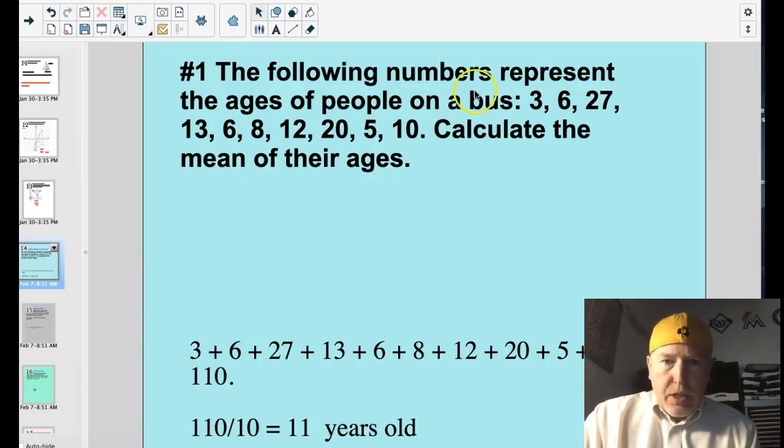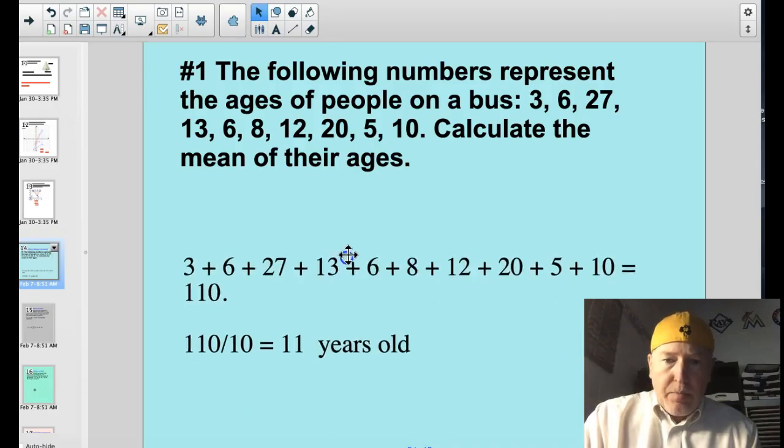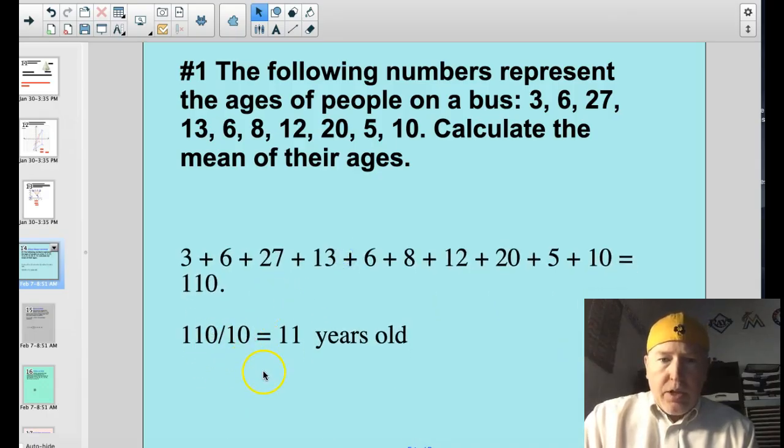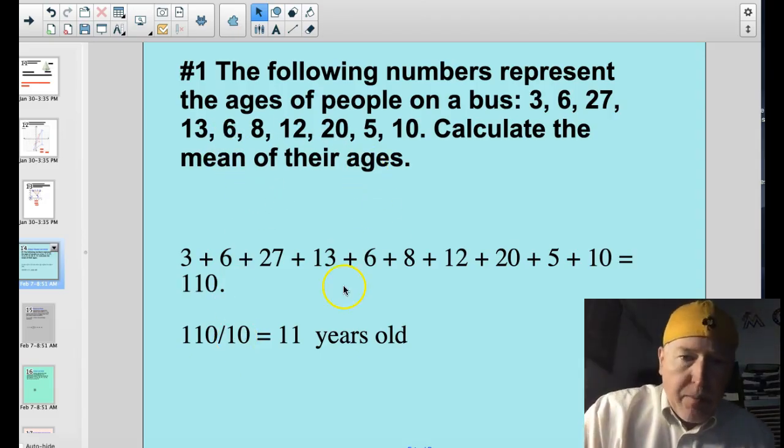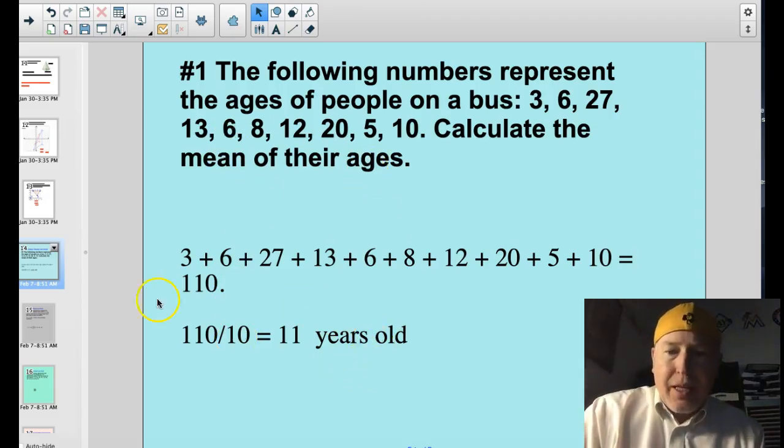The following numbers represent the ages of people on a bus: 3, 6, 27, 13, 6, 8, 12, 20, 5, 10. Calculate the mean of their ages. This one here, we're just going to add them all up. You're going to get 110. You divide it by the number of ages there are. There's 10 people, and it turns out to be 11 years old.